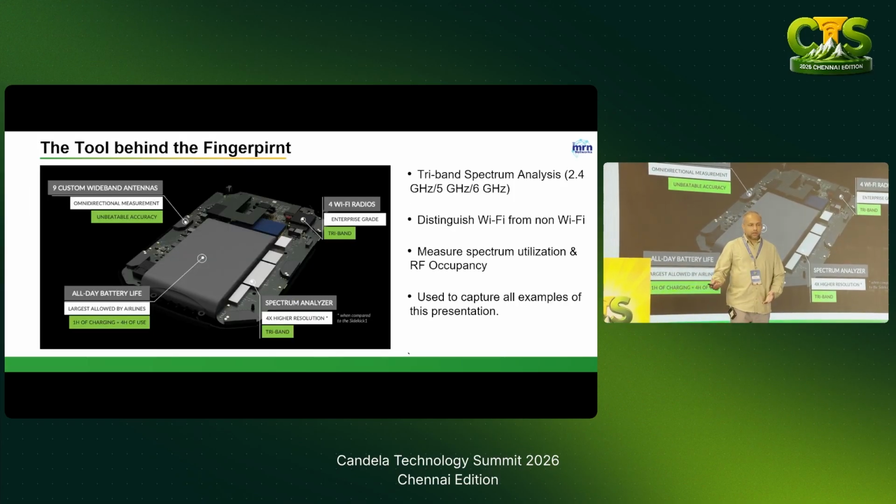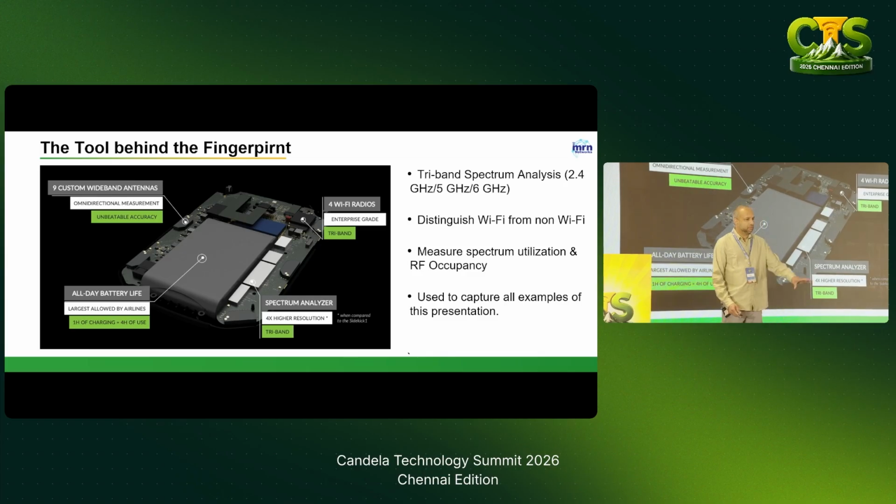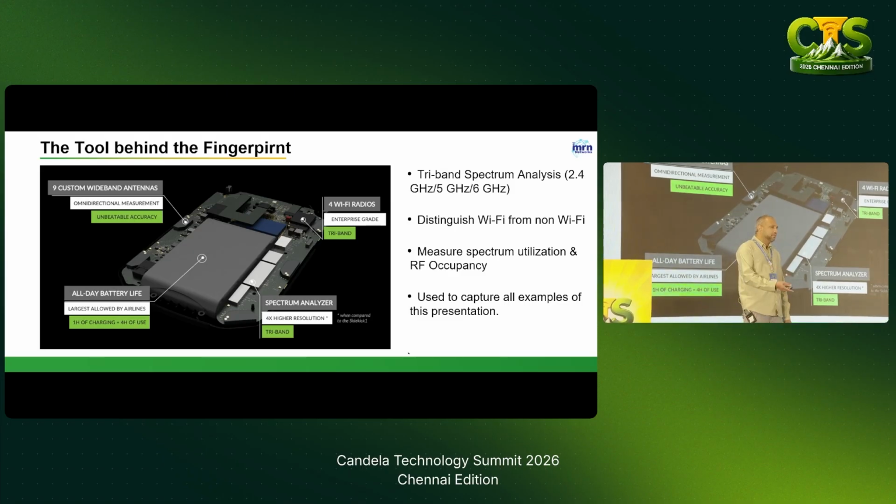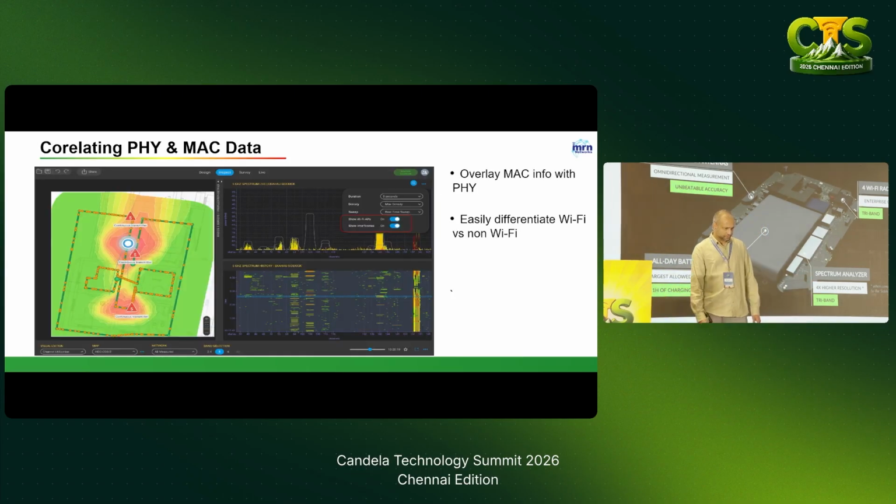Now, the tool I use for this presentation is what we call the Ekahau Sidekick. The advantage of this tool is that it's tri-band. You can monitor all three bands, 2.4, 5 and 6 gigahertz. It also has Wi-Fi adapters built in, so it gets the MAC layer detail and can overlay that MAC layer information onto the spectrum. That's the unique advantage you get with this particular tool.